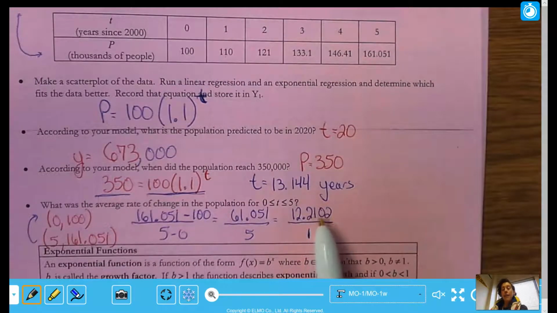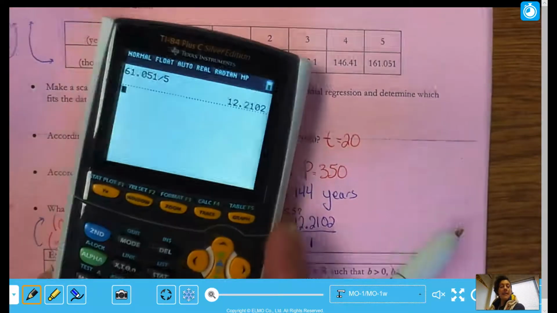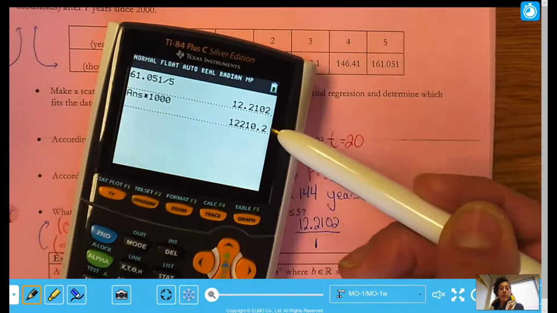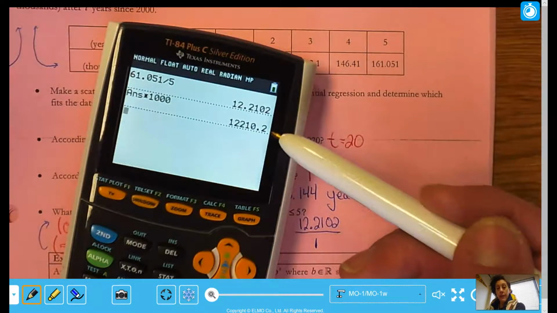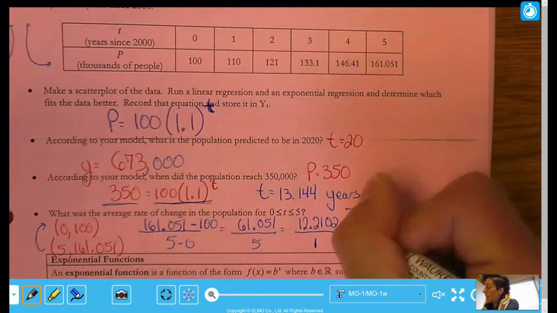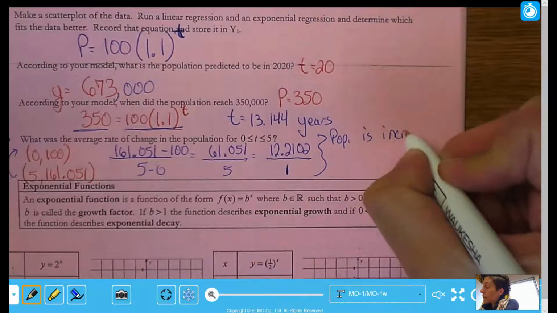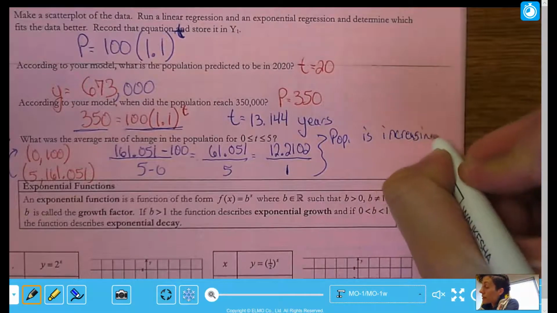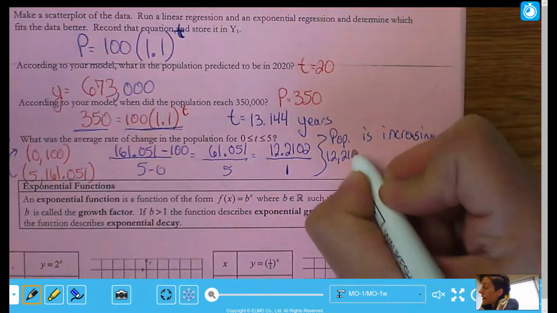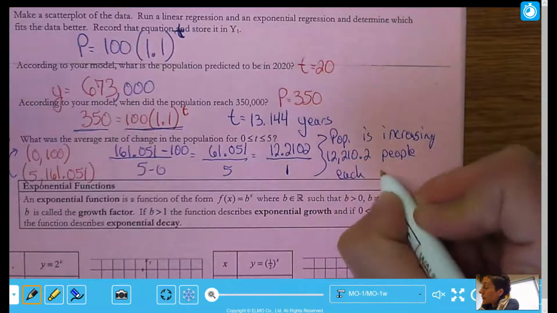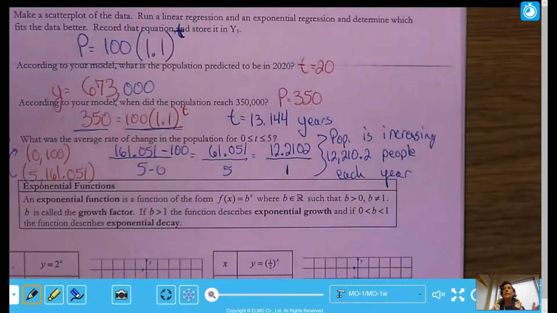Now again, I want to think of that the whole data is written in thousands. So if I just take that number times 1,000, this is what my population is going up by on average every year. So if I was going to put this in context, population, I'm going to abbreviate, is increasing 12,210.2 people each year. Now, it's not always that exact amount. This is an average. So some months it might be more, some months it might be less.